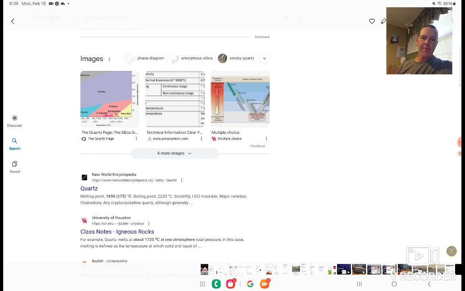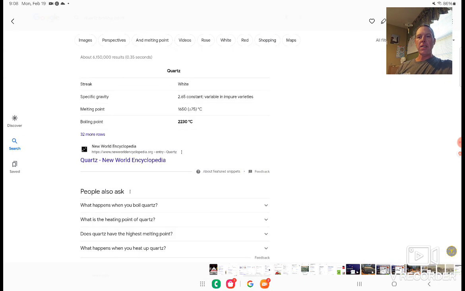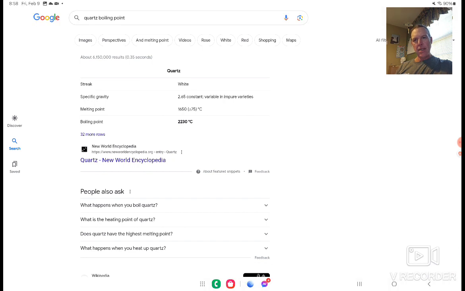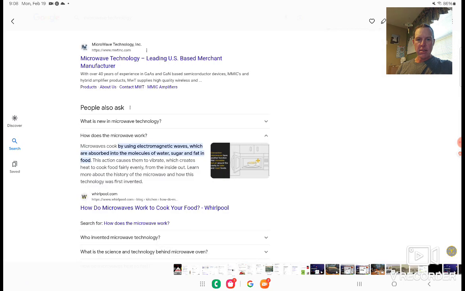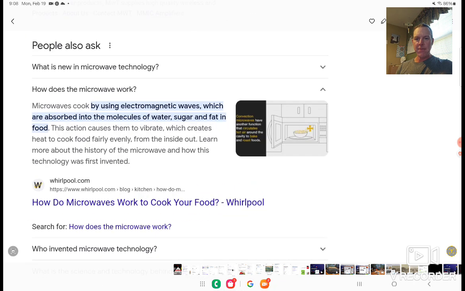Quartz. This is what's funny. Quartz's boiling point is 2230 degrees Celsius. But then we got to go over here. Right here.